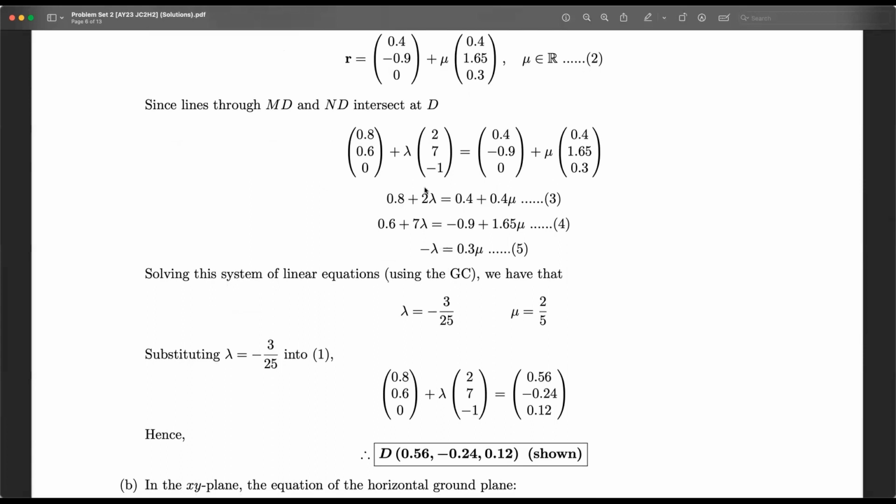So bare minimally, you must be able to reach until here. Get the equations out. Any questions so far? Yeah, I'll send out the answers, so don't need to worry. Don't need to copy. Just understand carefully.